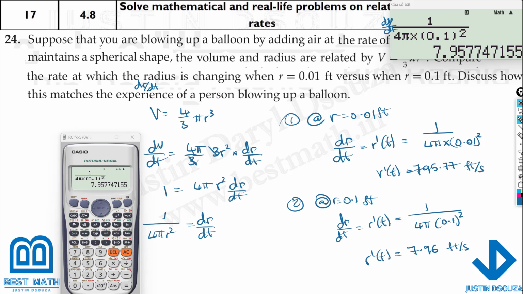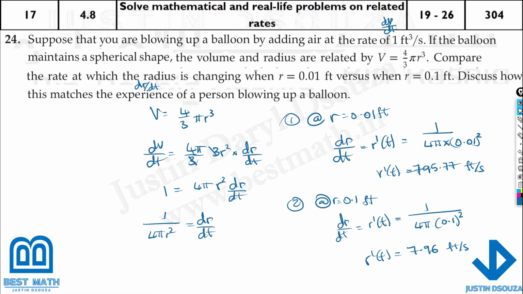Why is there so much difference? Look, when you initially blow air into the balloon, it's just a small balloon, right? It'll be big very easily, very quickly it'll gain the radius. So the rate of change of radius when the initial radius is such a small thing is more, it's always high. But as you go bigger and bigger, the rate of change of radius is low because it has already taken much volume.